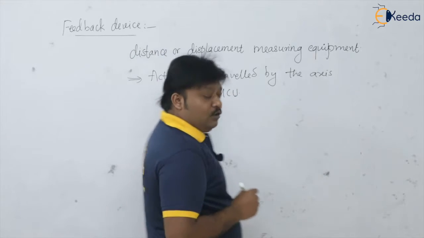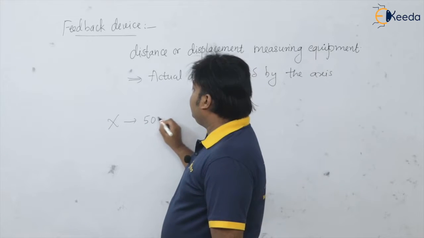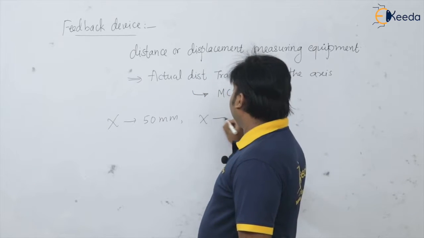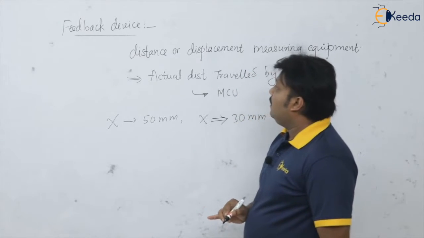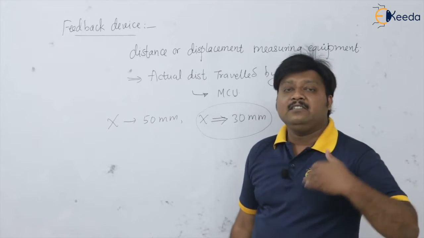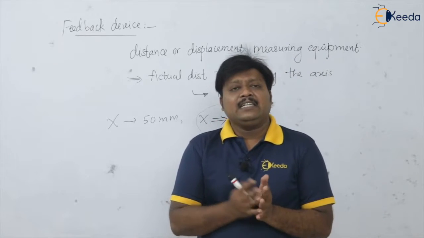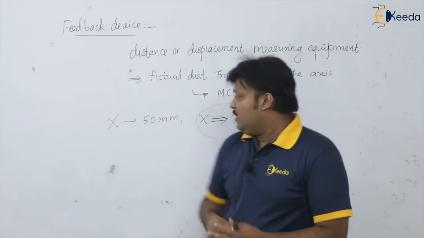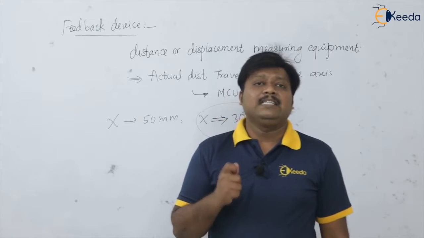Okay. So say for example, I want the x-axis movement for 50 millimeter, and at an instant I am having the movement of, say, 30 millimeter. So what will this feedback device do? It will measure the actual distance, 30 millimeter, and send it to the MCU. And we know that MCU is the brain. It is analyzing the information. Yes, so it will take this information that the x-axis has been moved by 30 millimeter.